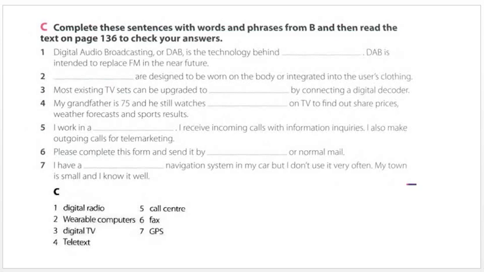I work in a call center. I receive incoming calls with information inquiries. I also make outgoing calls for telemarketing. Please complete this form and send it by fax or normal mail. I have a GPS navigation system in my car, but I don't use it very often. My town is small and I know it well.